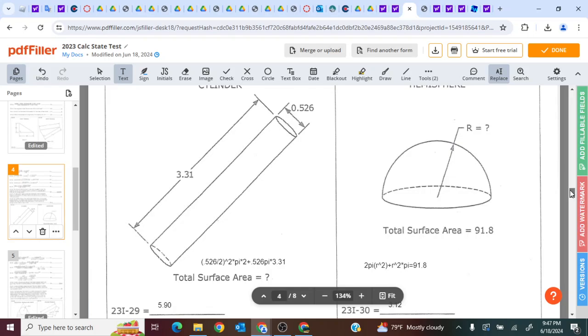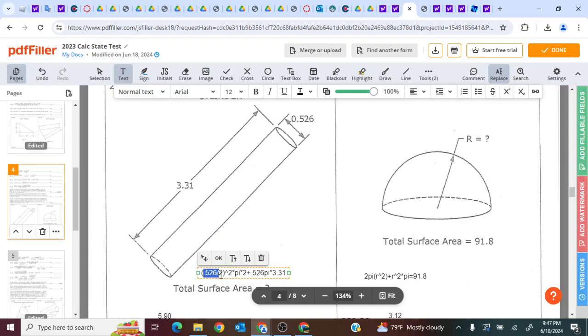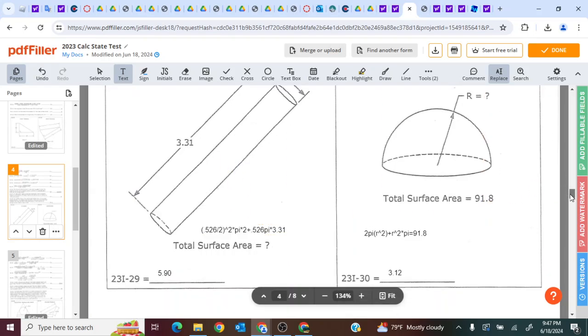29, total surface area of a cylinder. Okay, well, the surface area of a cylinder has 2 parts, the 2 circles on the top and bottom, and the lateral surface area here. So the area of these 2 circles, radius squared times pi, and there's 2 of them. Okay, 0.5, and then you have your lateral surface area, which is the circumference, so 0.526 pi times the height of 3.31. If you do that, you'll get a surface area of 5.9.